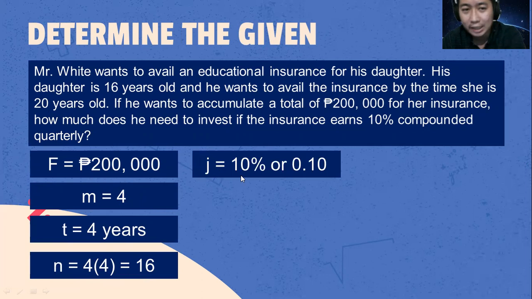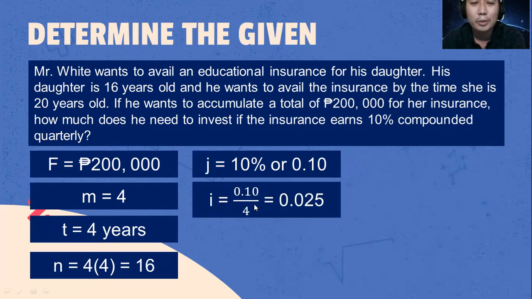Then the value for j is 10%, or divide 10% by 100 to get the decimal value, that is 0.10. And we are going to divide j by m in order for us to get the value for i. That is 0.10 divided by 4. The answer is 0.025.